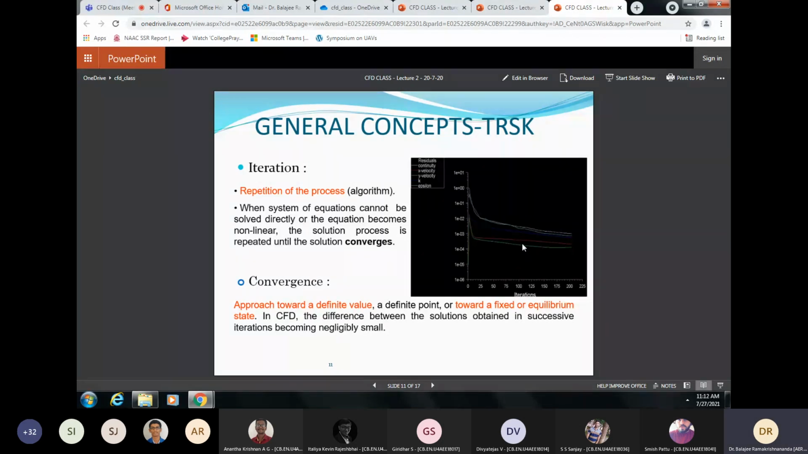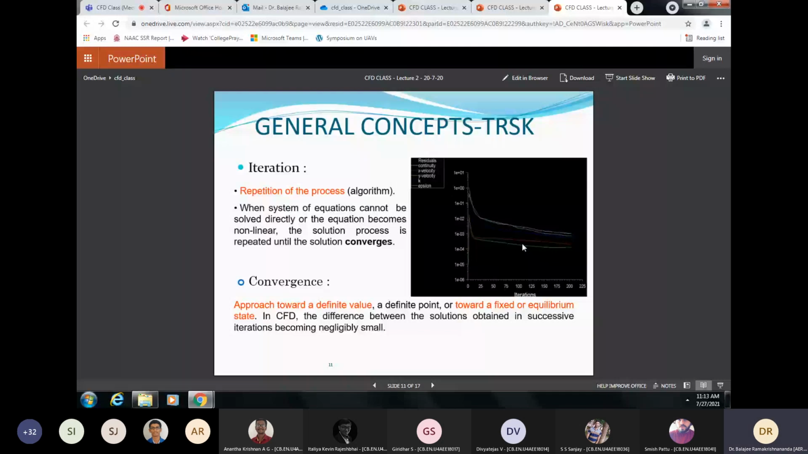So you iterate so many number of times until the solution converges. So now what is convergence? Convergence is approaching towards a definite value, a definite point, or towards a fixed or equilibrium state. In CFD, if the difference between the solutions obtained in successive iterations becomes negligibly small, then we say the process is converging. You see a figure.